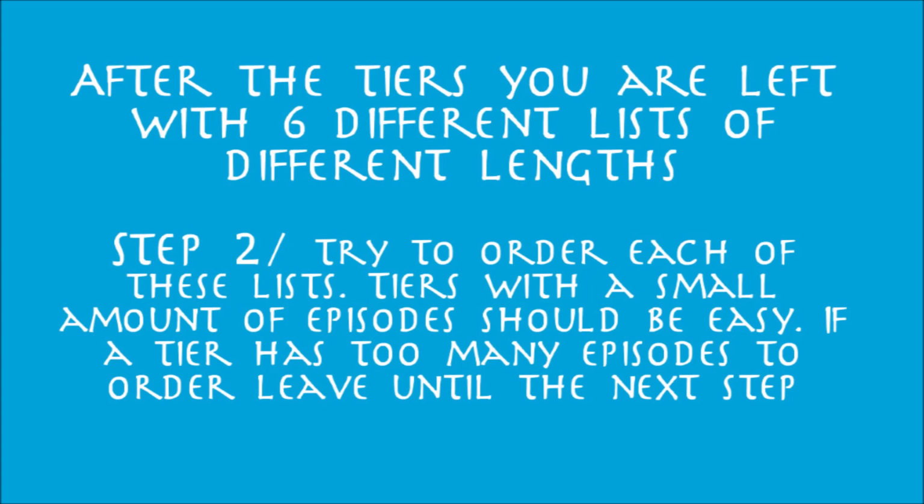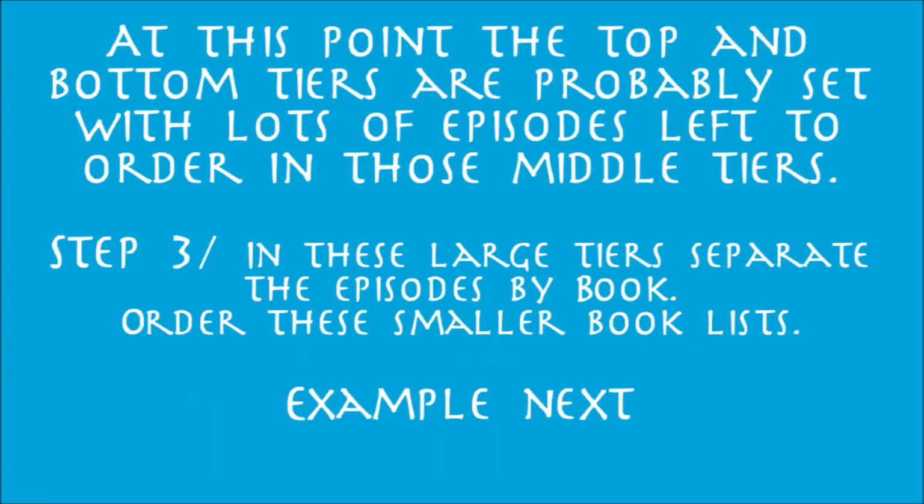So for my list, as you'll see, I didn't have a lot of episodes at all in the bad tier, the below average tier, or even the average tier. So those tiers came together very quickly. Similarly, my top tier came together fairly quickly. This is where the last sentence here comes in: if a tier has too many episodes, leave it until the next step. That's accounted for. For me, my very good and my good tier had, I think, like 20 and like 15 or something like that episodes initially. So that was way too much to try and order just on its own without any structure. That's what step 3 is about.